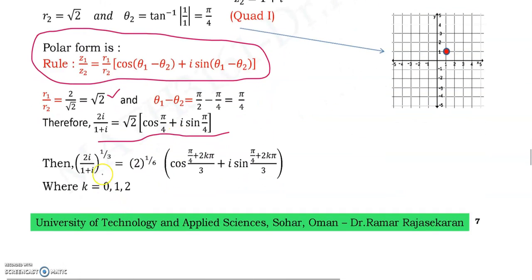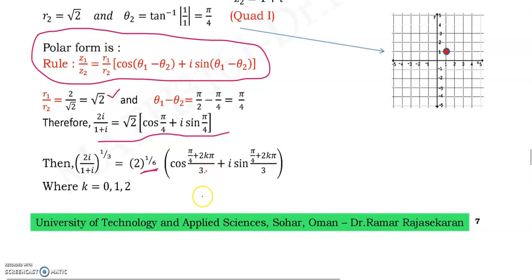Okay, now go here, (2i)/(1+i) whole to the power 1/3, because it is the third root of the complex number. Now here r is equal to root 2, which means 2 to the power 1/2, but here we have 1/3. So listen carefully, I am writing 2 to the power 1/6. Then this is simple: cosine of (theta plus 2kπ)/3, here also (theta plus 2kπ)/3, because this is the third root.